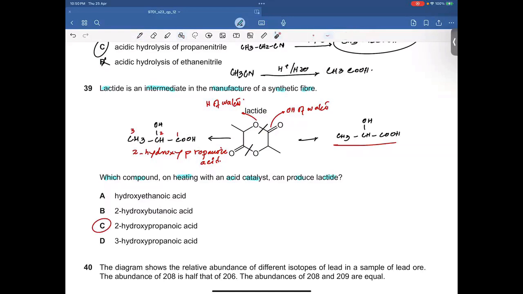By the way, we have 3 carbon atoms and a carboxylic acid, which means it is propanoic acid. So ethanoic acid is wrong. Butanoic acid is wrong. This is propanoic acid, right. This is propanoic acid, right. But the issue is OH is attached to the second carbon. So it must be 2-hydroxy, not 3-hydroxy. And therefore, C is going to be the right answer.